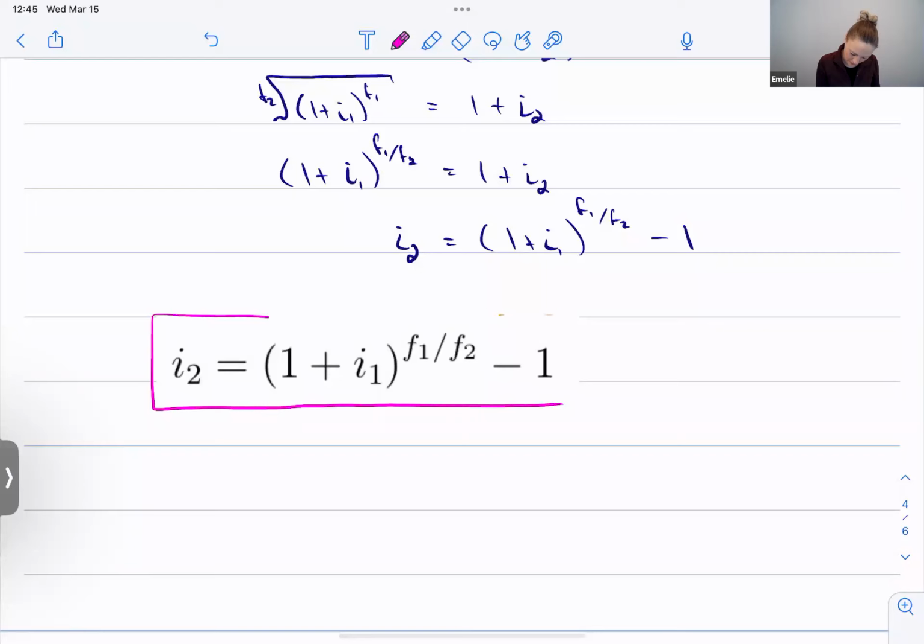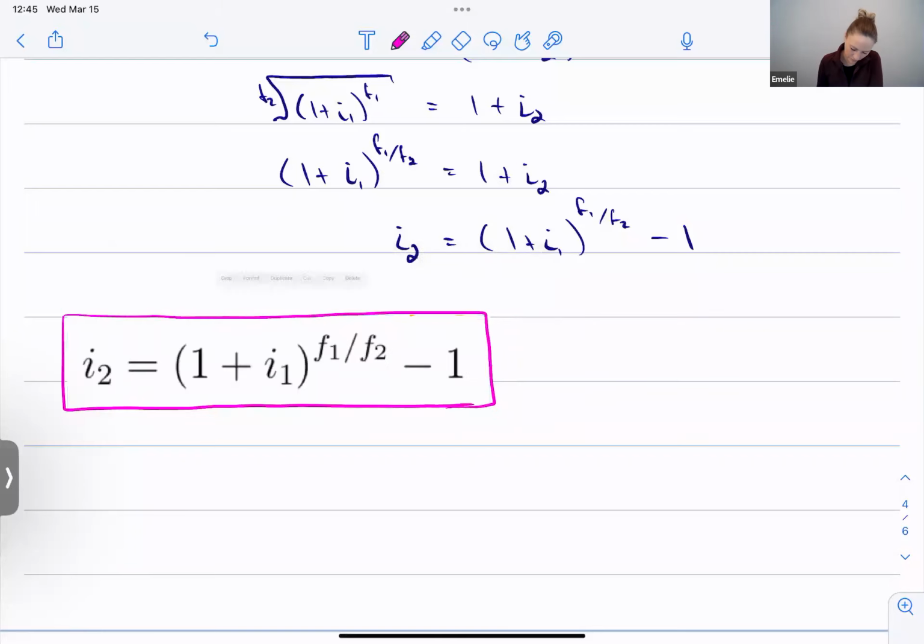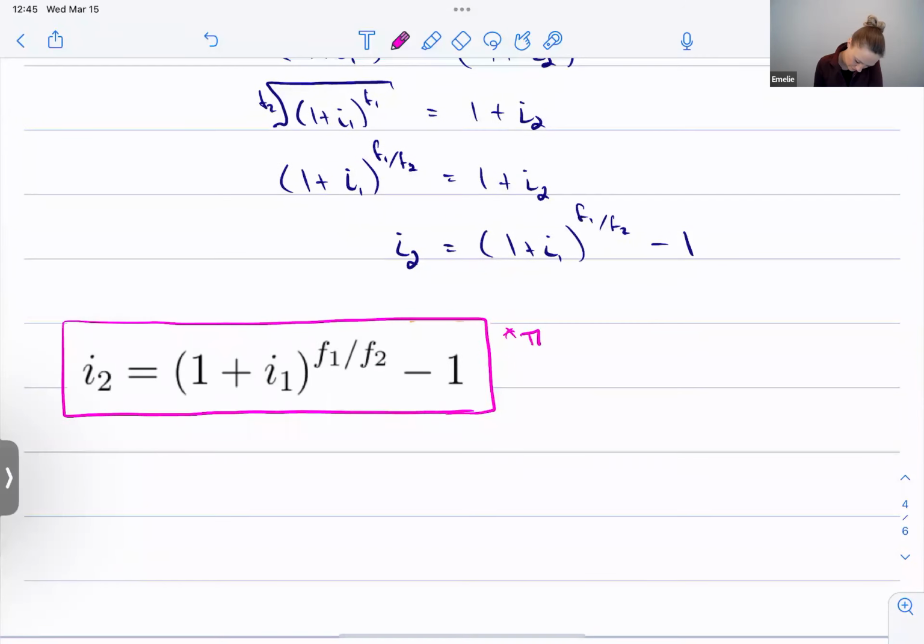I'm going to make it nice and big, because of the formulas. This will be our most popular formula.